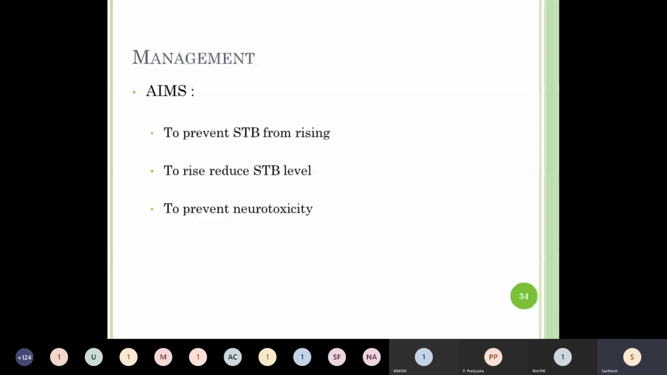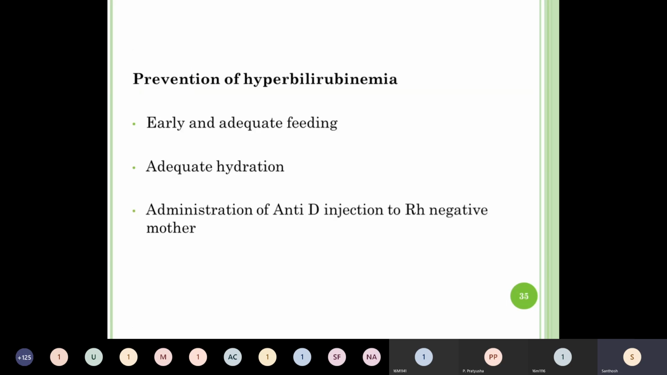So what are the aims of management? Why do you want to treat this? To prevent the total serum bilirubin from further rising, and at the same time, you want to reduce the total serum bilirubin level. You want to stop the rise and even reduce the levels. The main goal is to prevent neurotoxicity in these children, because it is an irreversible damage that is going to happen.